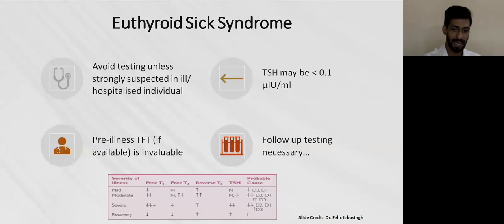And the other table is again showing a tabular column of that same picture before that. You can have all extremes of thyroid dysfunction in terms of TSH, T3, T4 based on the severity and at what phase of your illness you are.